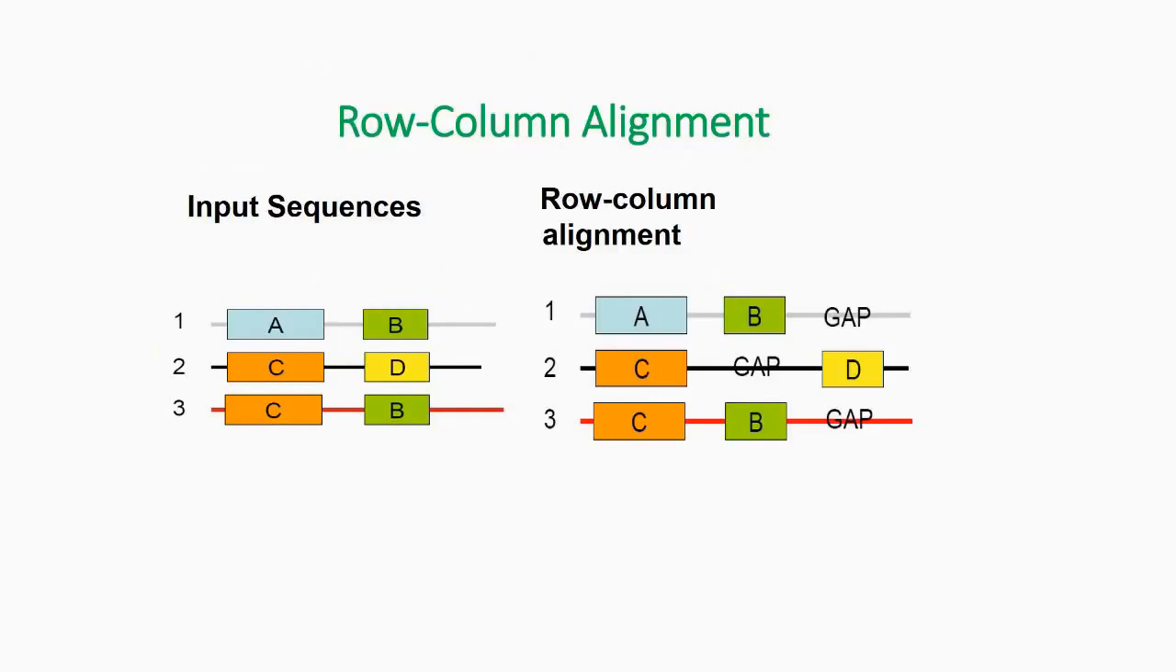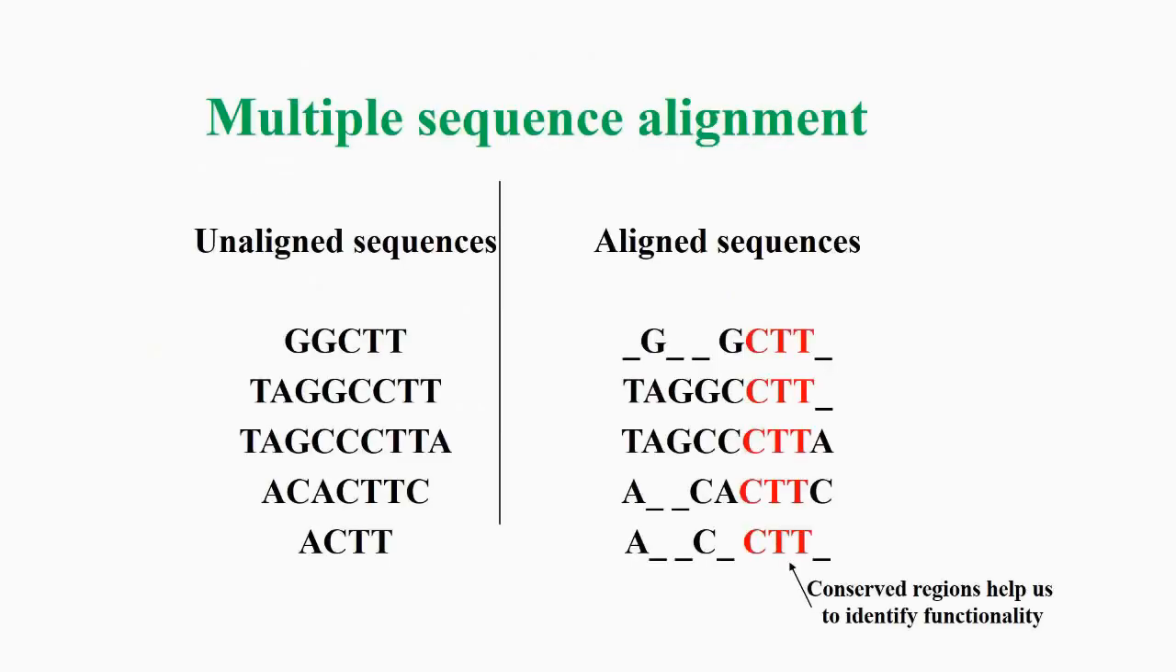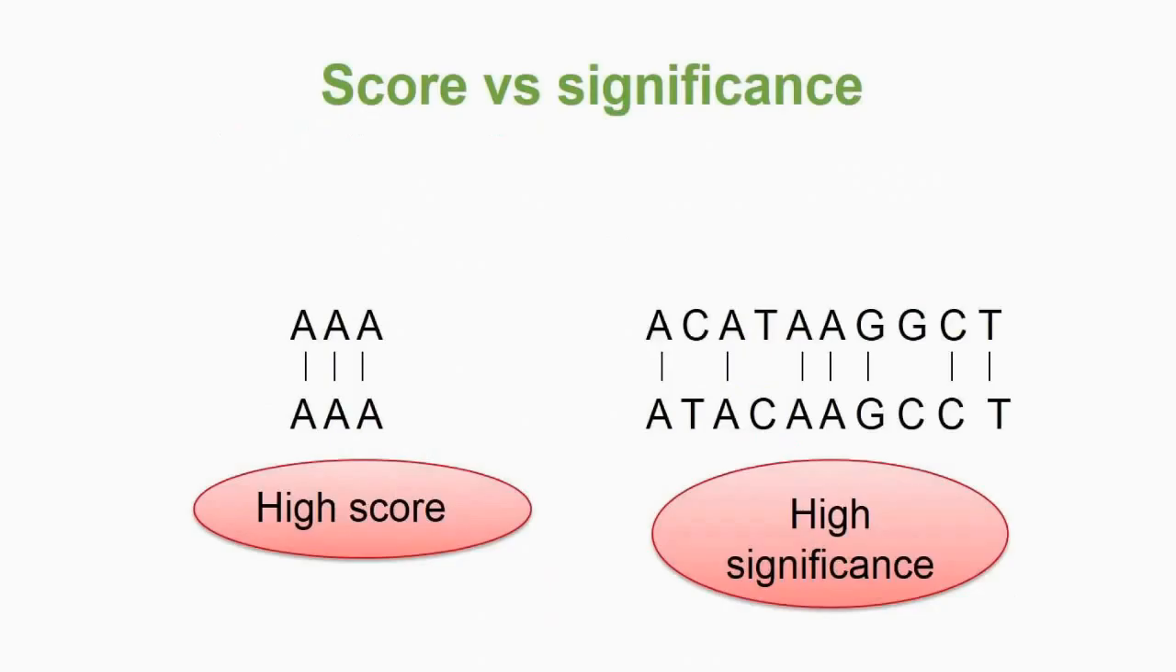This slide shows the row-column alignment from the input sequences, while this slide shows the mechanisms of multiple sequence alignment. As we show, the conserved regions help to identify functionality. On the other hand, this slide shows the difference between high score and significant after multiple sequence alignment.